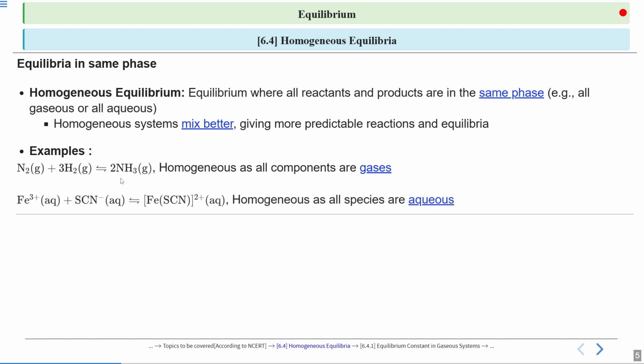We can take one more example of the aqueous phase. Here we are taking the reaction of Fe3+ with SCN- to give us the complex, which is FeSCN2+. Here also we can see that all these three species, including the reactants and products, are present in the aqueous phase. So we can say that the equilibrium attained by this equation will be a homogeneous one.